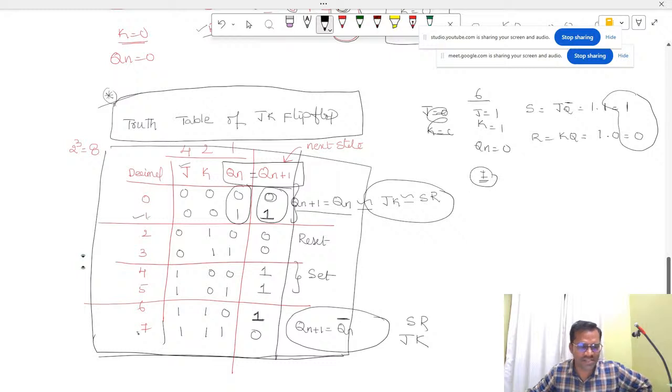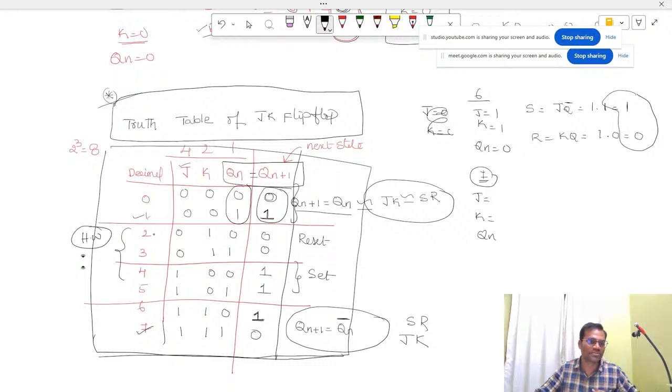For decimal 7, the values of J, K as well as Qn are the same. So you do these two calculations in your assignment book as homework. Okay? So you try to do for decimal 2, decimal 3, decimal 4, decimal 5. You take all these and do it, and you have to get these results.